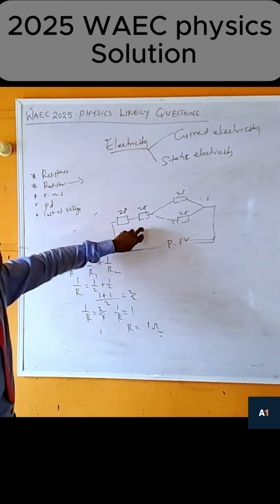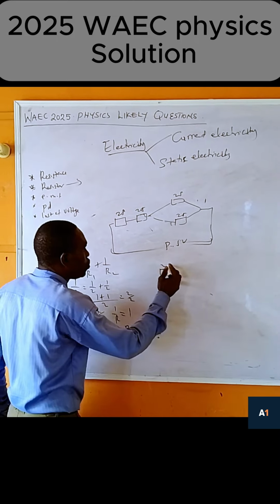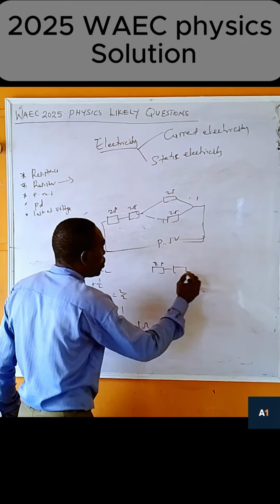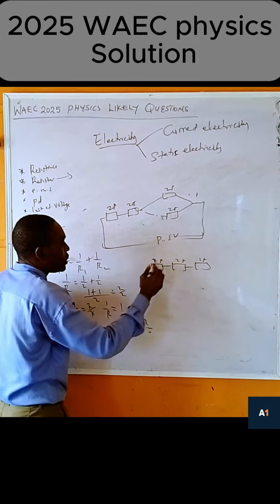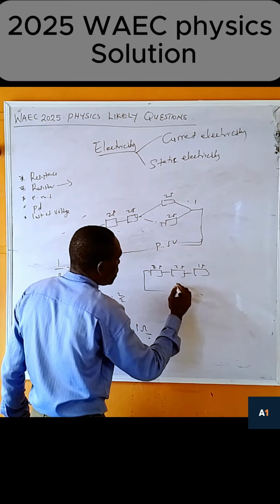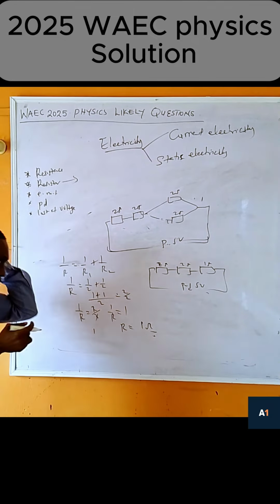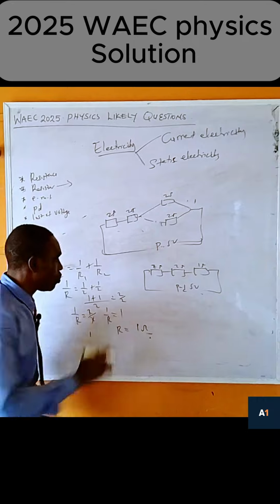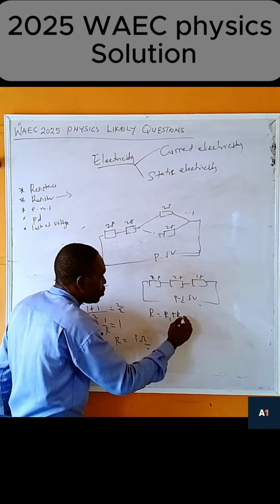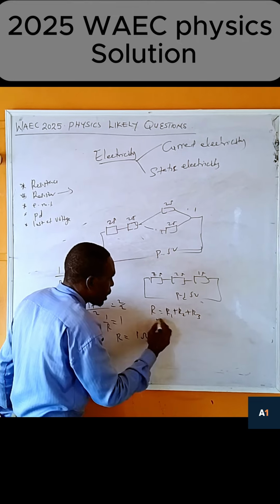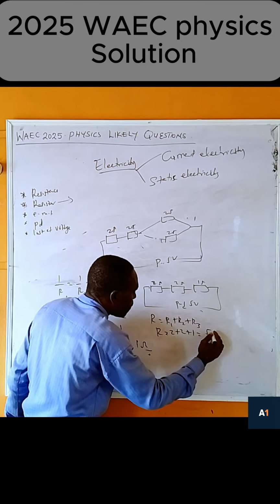Which now breaks this particular circuit into 2 ohms connected to 2 ohms, then connected to 1 ohm. So this one has turned to 1 ohm now. We now connect it to the PD of 5 volts. Now this is in series, so R equals R1 plus R2 plus R3. So R is equal to 2 plus 2 plus 1, which is equal to 5 ohms.